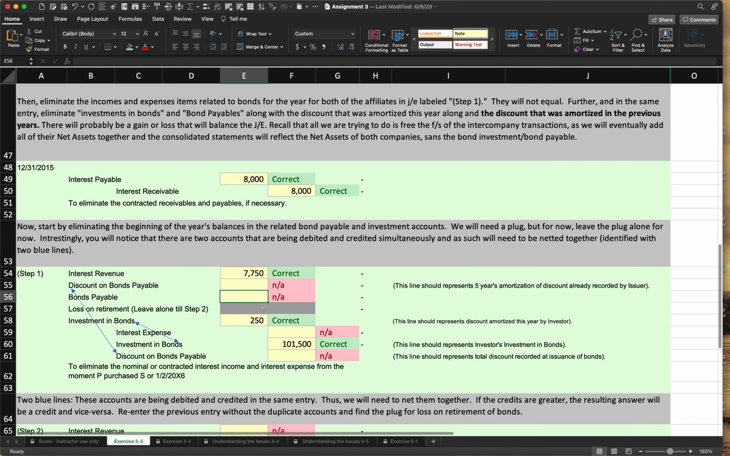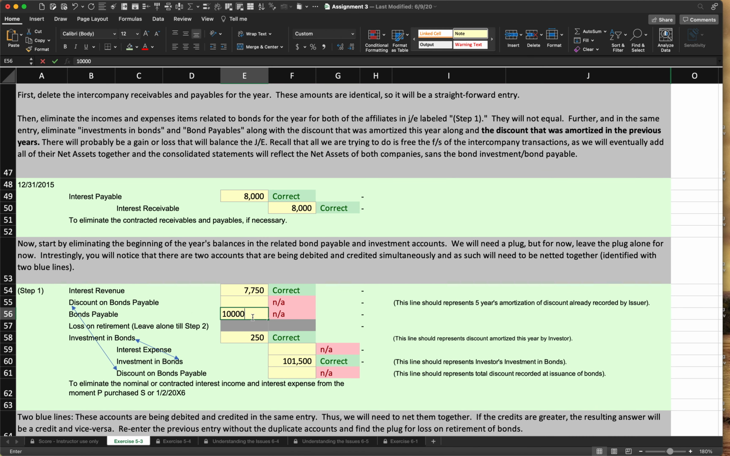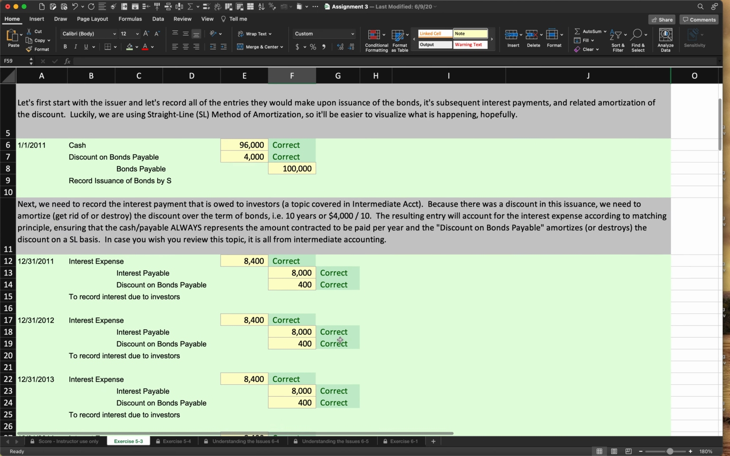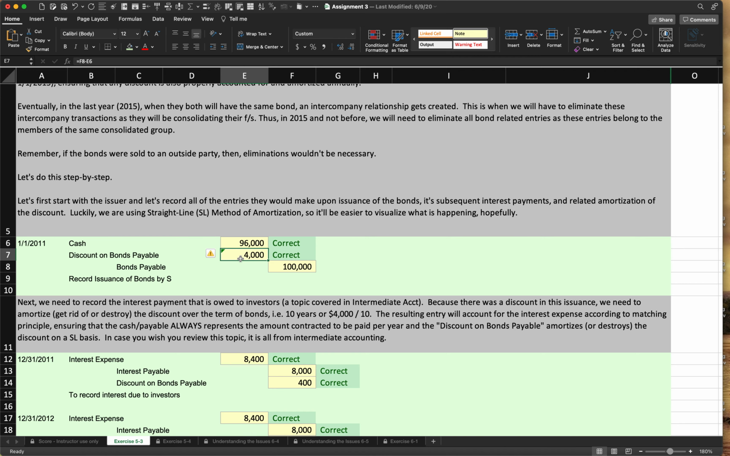So the first thing I want to do is get rid of the credit of $100,000 in bonds payable by debiting $100,000 in bonds payable. We want to eliminate any associated discount on bond payable, as well as any interest expense that was incurred. So the discount on bonds payable, this line represents the total discount recorded at issuance of the bond. This was $4,000. If you recall, we initially recorded $4,000 as a debit to discount on bonds payable.